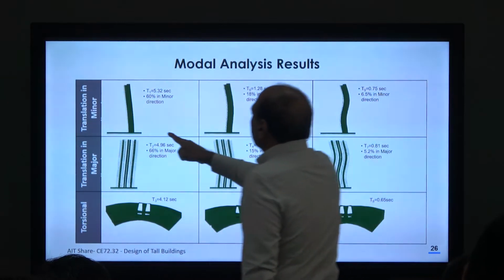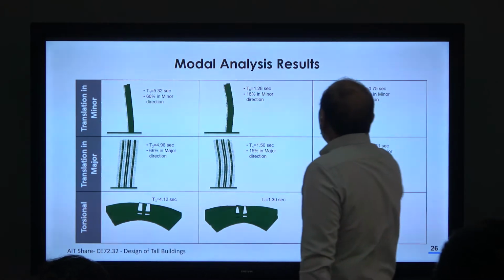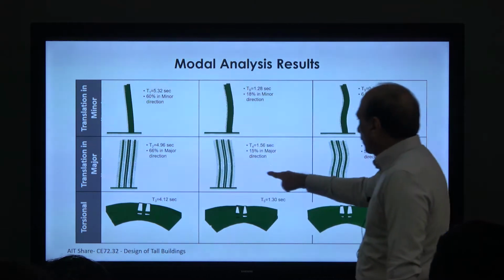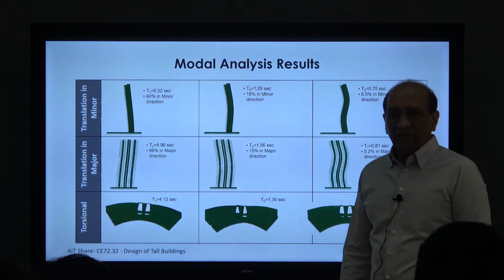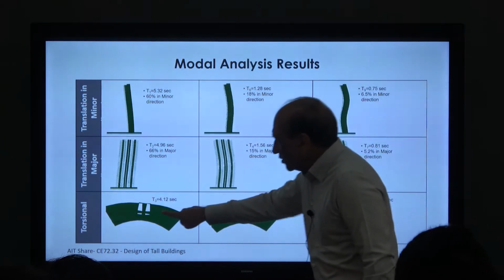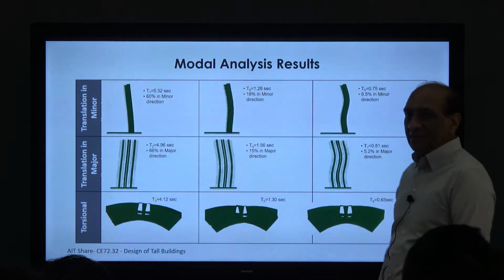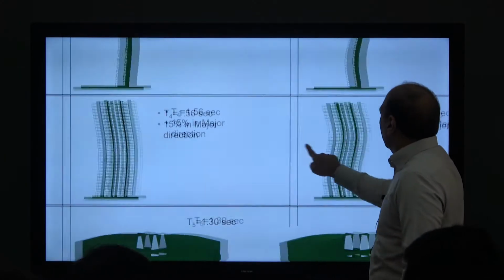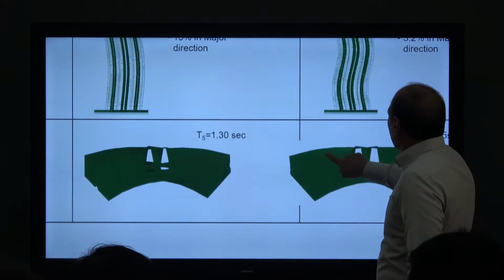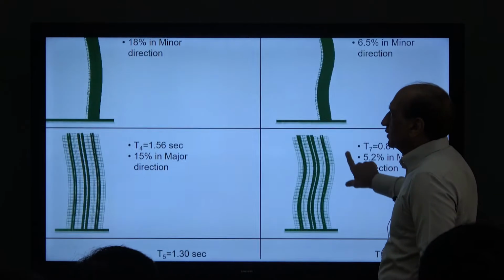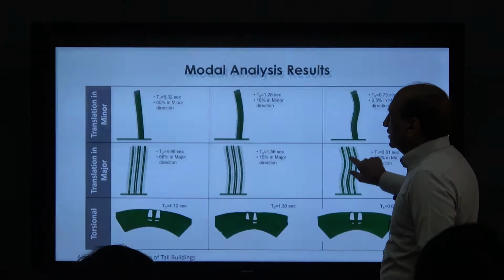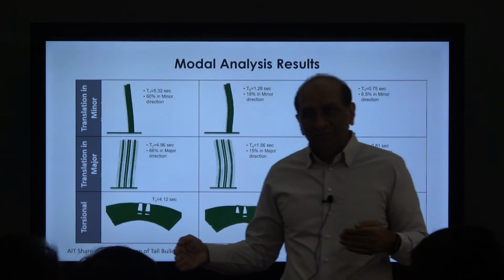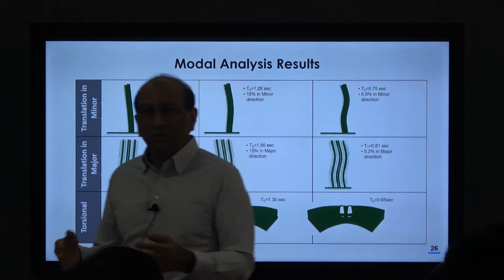So these are the modes: first mode, second mode, third mode in x direction. This is first mode, second mode, third mode in y direction. This is first mode, second mode, third mode in torsion. But if you look at the actual mode number, this is T4, this is T7, this is T8, and so on. So the sequence number of the mode and the directional mode are 2 different things.